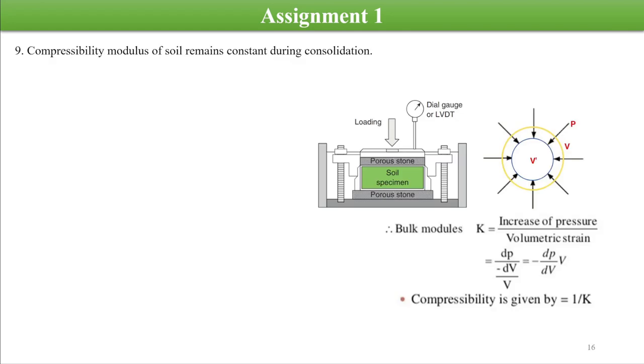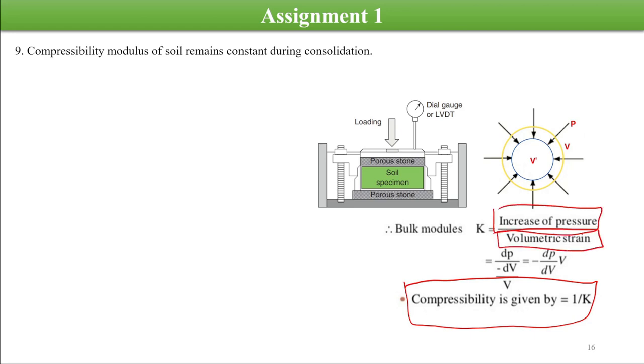Now we come to the question: the compressibility modulus of the soil specimen is constant during consolidation. The compressibility modulus is actually the inverse of the bulk modulus. And what is bulk modulus? Bulk modulus is the increase in pressure divided by the volumetric strain which is happening in the body we are taking into consideration. So that's delta P upon, since the volume change is negative, minus delta V upon V.